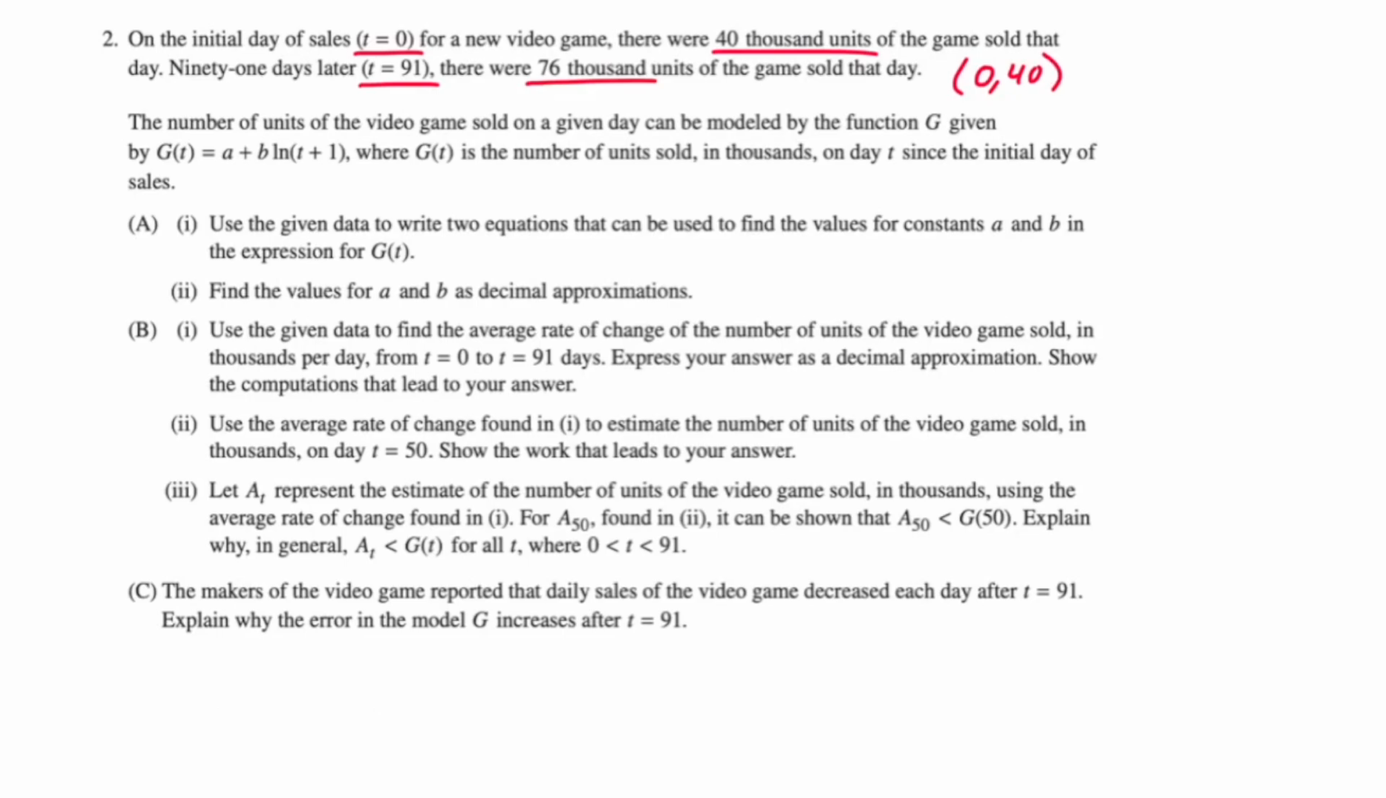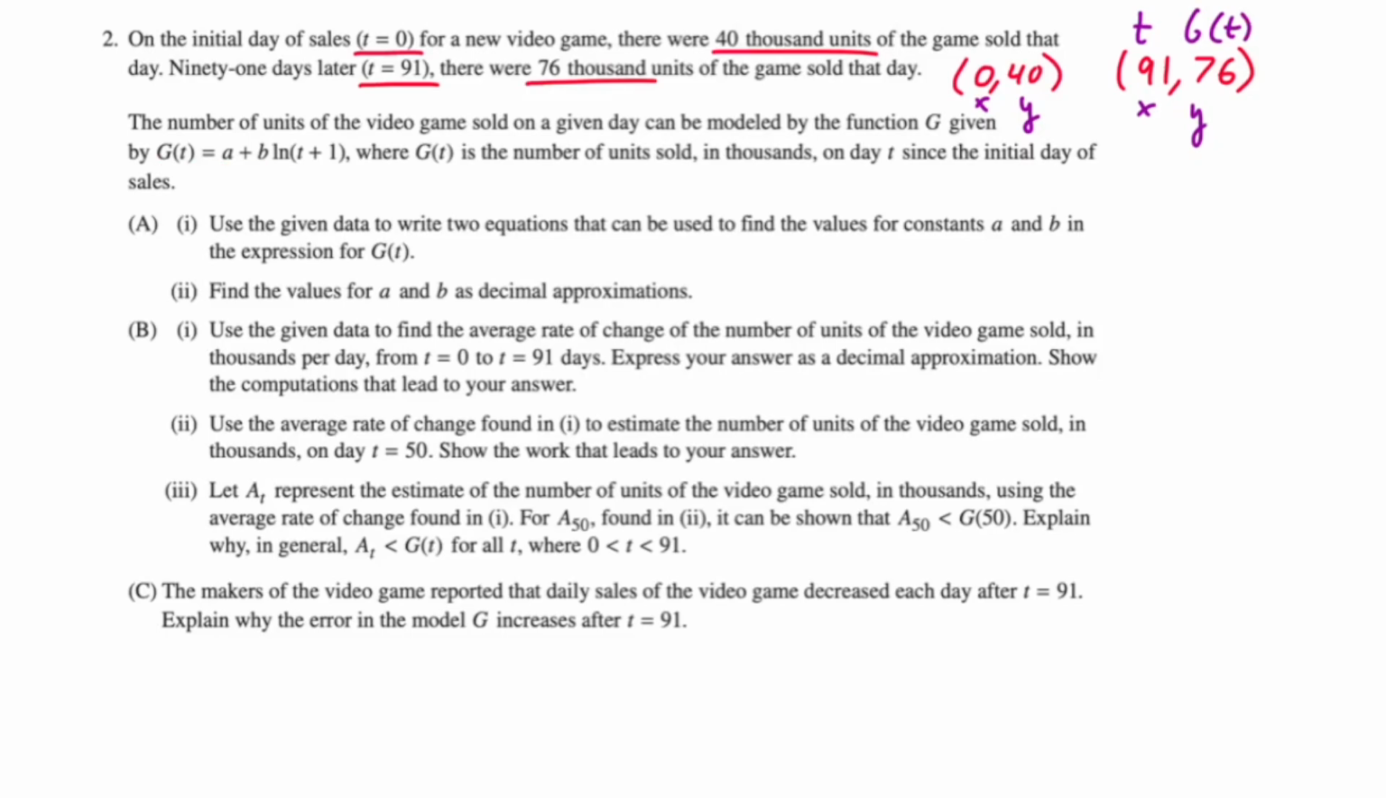Maybe that sounds kind of obvious, but it's important to note that kind of thing, because sometimes they'll trick you by having the units not match up. And then we can take the other point, 91 days later, we were at 76,000 units sold. So they've basically given us x, y coordinates, except in the terminology of this problem, we're using t and g of t. And then they tell us that the model we're going to use is this natural log function.